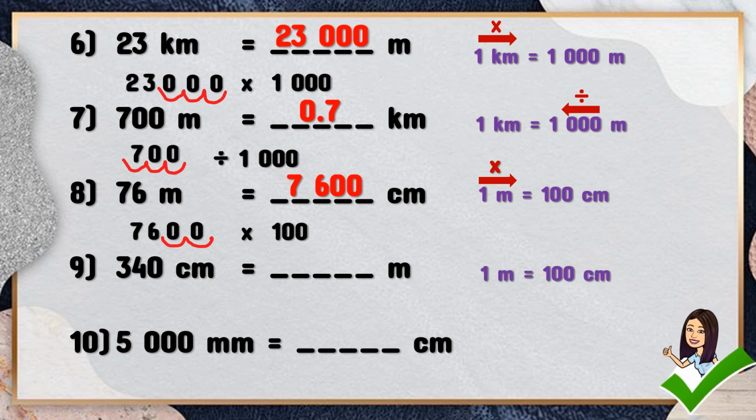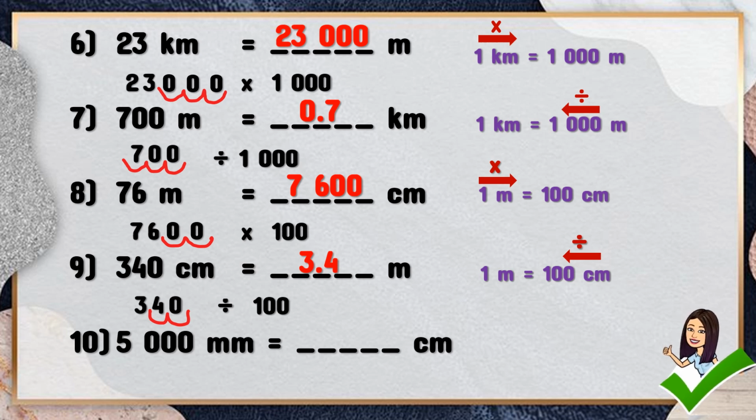And for number 9, 340 centimeters to meters. So 1 meter is equal to 100 centimeters, and this is small to large, so we use division. So 340 divided by 100. So we're going to move the decimal to the left 2 times. From here, 1, 2. And this will be the decimal. So 340 centimeters is equal to 3.4 meters.